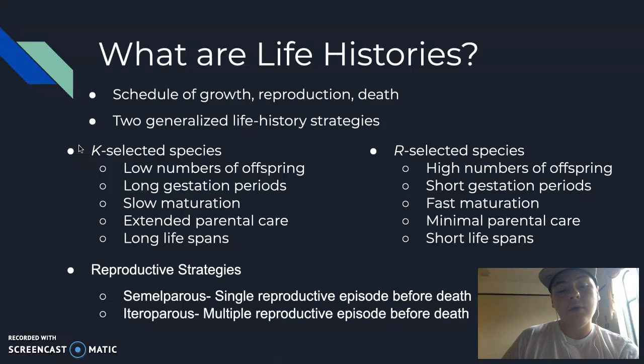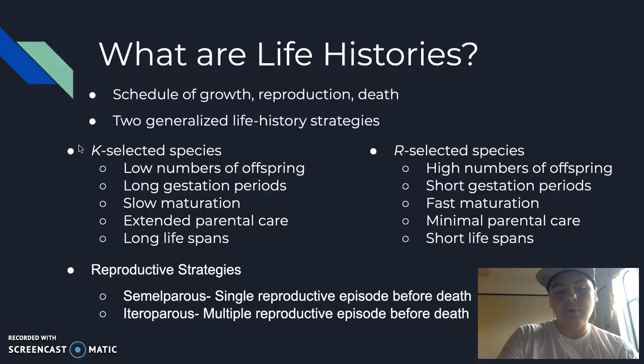K has a low number of offspring, while R has numerous offspring. K has a long gestation period. R has a short gestation period. K has slower maturation, and R has a faster maturation.